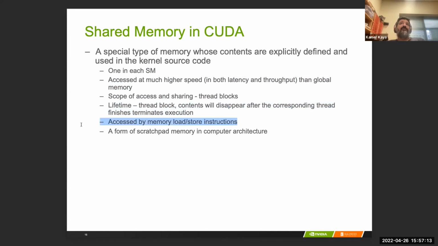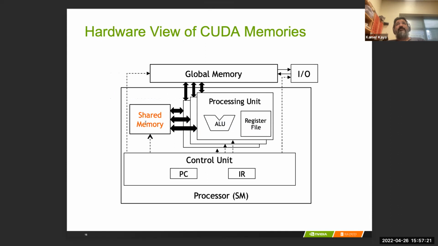Access is by memory load and store instructions. This is again what you do for global memory, right? It is a form of scratchpad memory in computer architecture. And it looks like this. There are multiple threads controlled by the same controller, or maybe you can have multiple controllers for a block, and then they are accessing the shared memory instead of going to global memory. So this is faster, right?